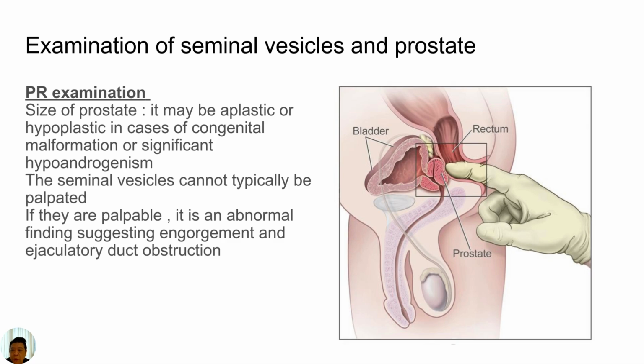We have to do the examination of the prostate to estimate the size. If it's aplastic or hypoplastic, it can be due to congenital malformation or significant hypoandrogenism. And the seminal vesicle cannot typically be palpated. If they are palpable, it is abnormal, suggesting engorgement and ejaculatory duct obstruction.